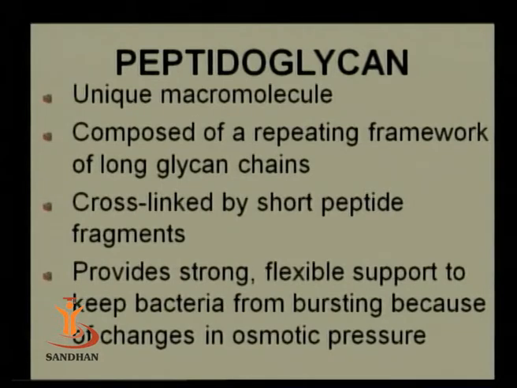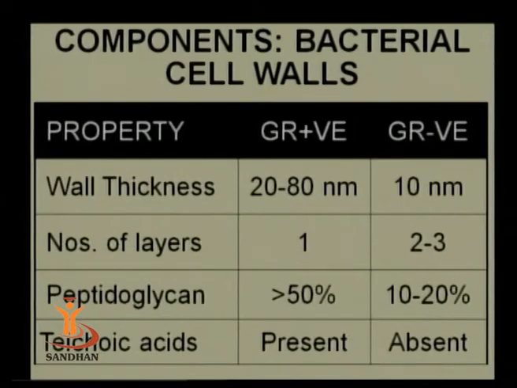Under some unfavorable environments. If you see the major differences between the bacterial cell walls of gram positive and gram negative, the wall thickness of gram positive bacteria is 20 to 80 nanometers, while in gram negative it is 10 nanometers. With respect to peptidoglycan, the number of layers in gram positive is 1, while in gram negative it is 2 to 3. Peptidoglycan covers more than 50% in gram positive, while in gram negative it is 10 to 20%. Teichoic acid is present in gram positive bacteria, but not in gram negative bacteria.